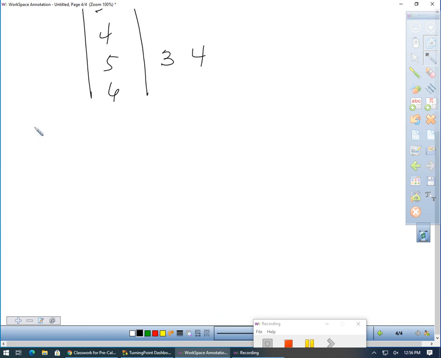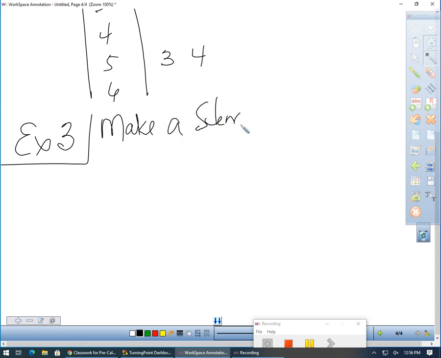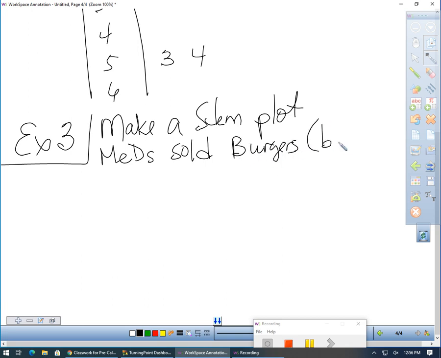Here's example number 3. I've got to give you a ton of data to begin with. I know that's not fun, but I want you to make a stem plot. I'm going to give you some data. Let's say, over time, McDonald's sold burgers, and my table is going to be in billions.